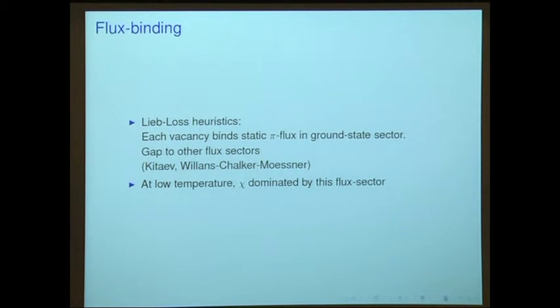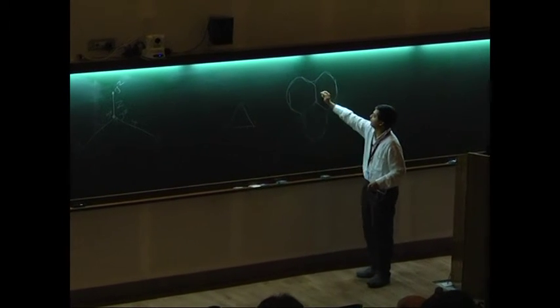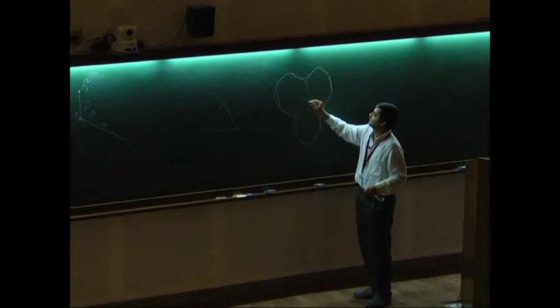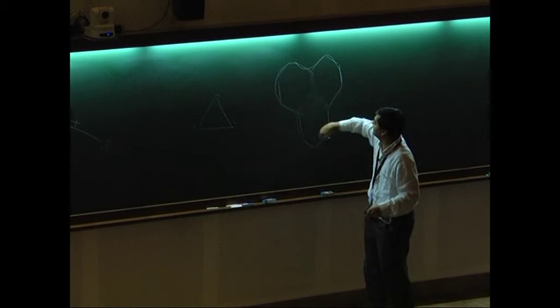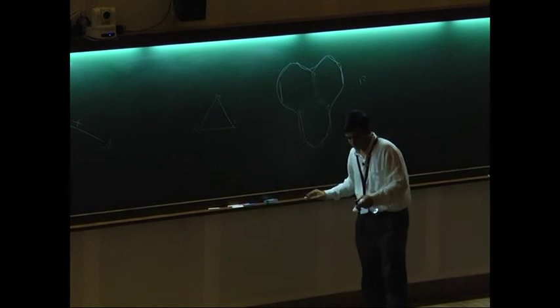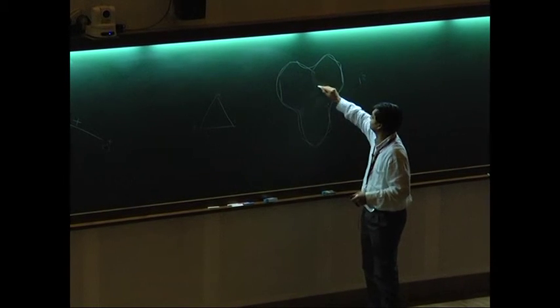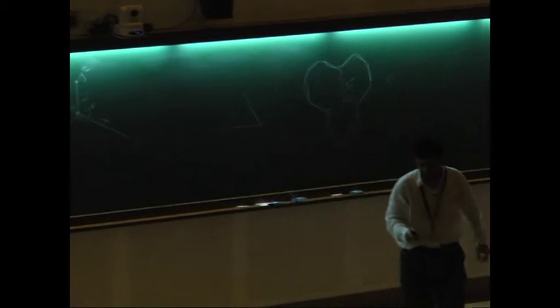So I remove this site, and instead of these three plaquettes of length 6 each, I get this bigger one, like that. I've removed this site, and this now has a side length of 12, which is 0 mod 4, so I should put a pi flux here. So every vacancy should bind a pi flux.